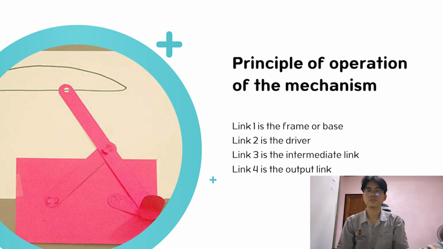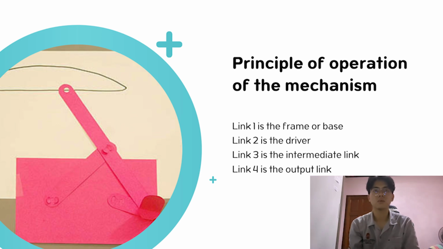First, the linkage consists of four key parts. Link 1 is the frame or base, which remains fixed and supports the entire mechanism. Link 2 is the driver. It's responsible for initiating the movement. This can either rotate or oscillate depending on the application. Link 3 is the intermediate link, which transfers the motion from link 2 to the final output. Finally, link 4 is the output link, often referred to as the crank. This link oscillates as a result of motion transfer by link 3.